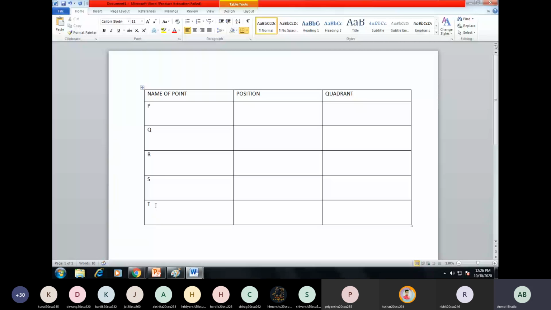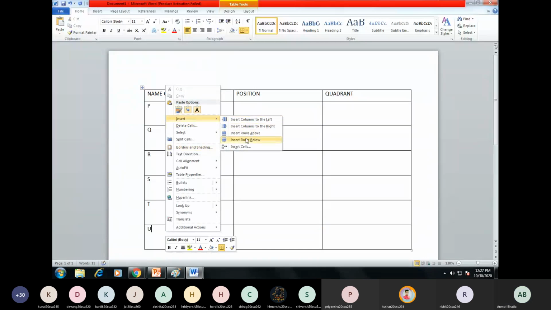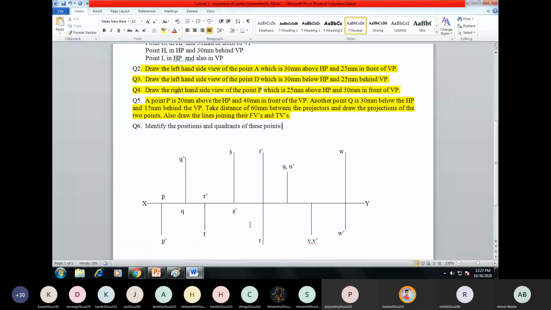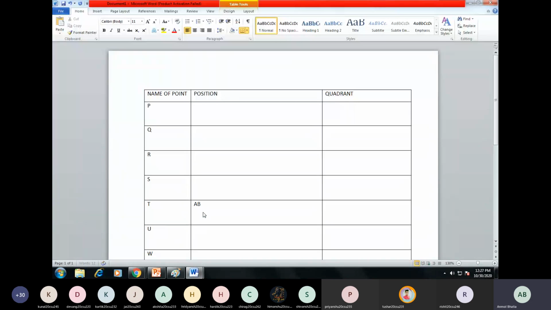this would be T, then this would be U, then next would be W. Fine. Now what would be the position of this first? T. T वाला हमने किया ना पहले, तो क्या है T की पोजीशन बताइए। ये फर्स्ट क्वाड्रेंट में है तो आप कैसे लिखते हो इसको? Above HP and in front of VP, right? And which quadrant? First quadrant. आप ऐसे लिख दीजिएगा, फर्स्ट quadrant.